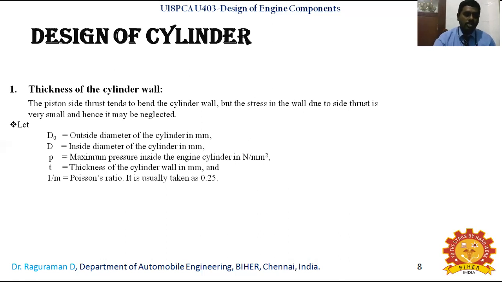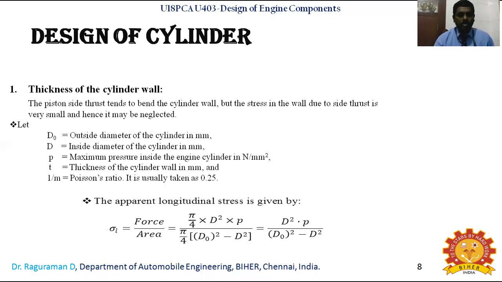And the Poisson ratio is 1 by m, and it is usually taken as 0.25 because we are considering cast iron. For cast iron, we usually have a Poisson ratio of 0.25. So now, as you have seen already, there is a longitudinal stress and a circumferential stress. The longitudinal stress is going to act in the longitudinal direction.